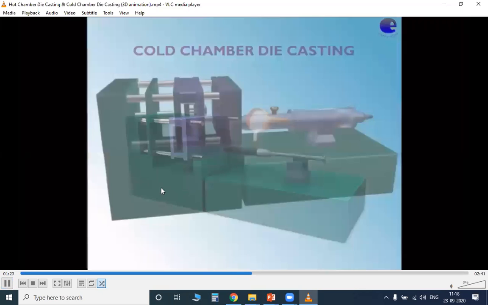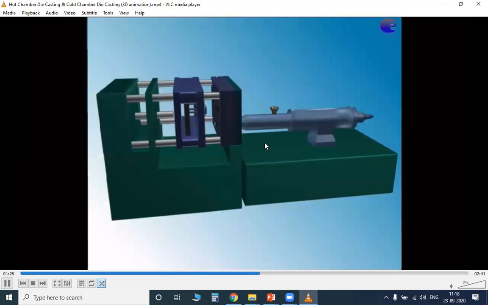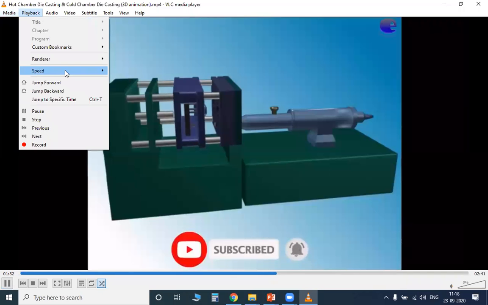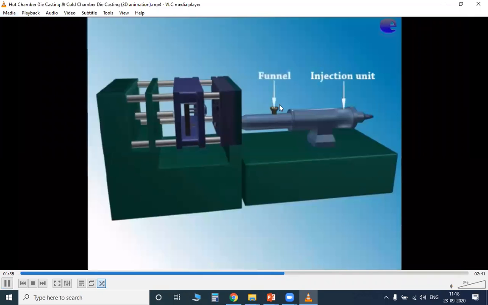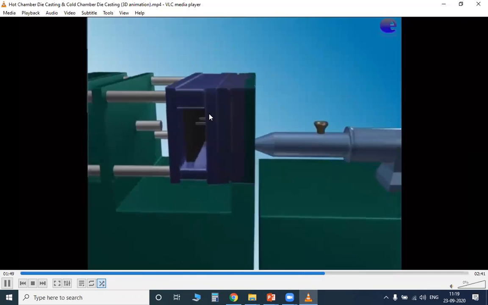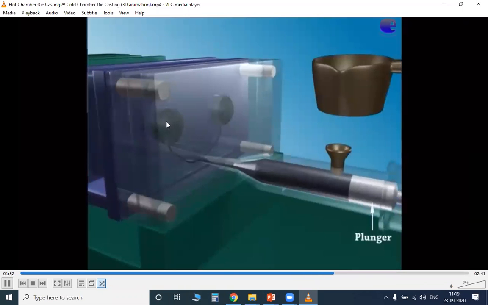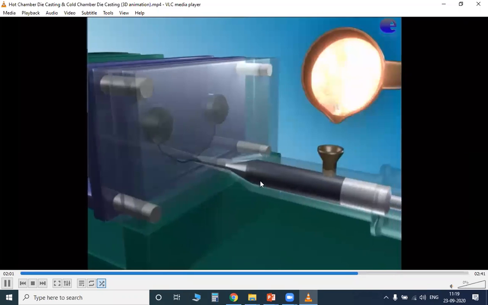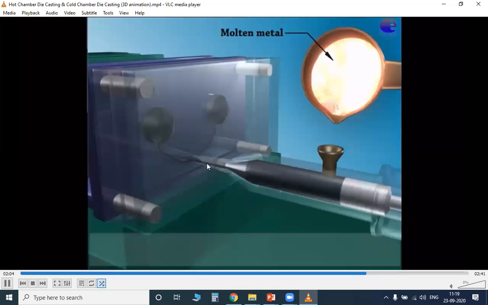So here is the cold chamber die casting, which we had seen in the diagram. It has an injector unit, the funnel, the fixed die, the moving die, the platen, and the tie bar. From the funnel, we take over the molten metal. When the machine starts, all the dies are in their original position. From here, the molten metal is taken, and the plunger moves towards the position. And this uses something like a screw.